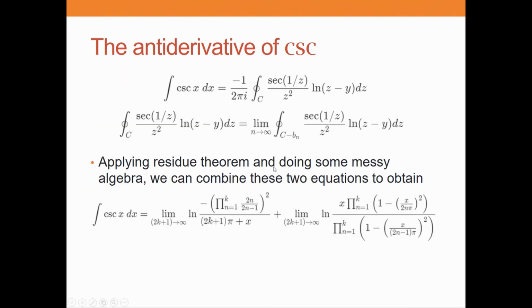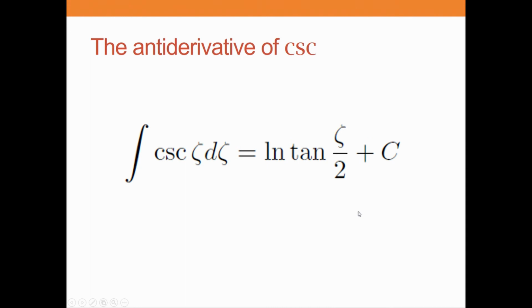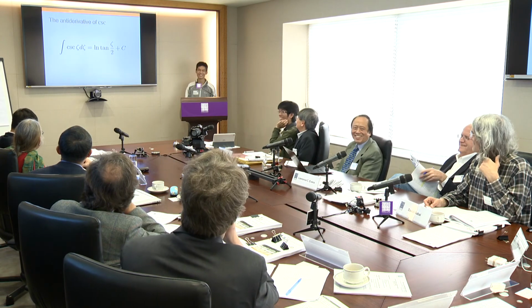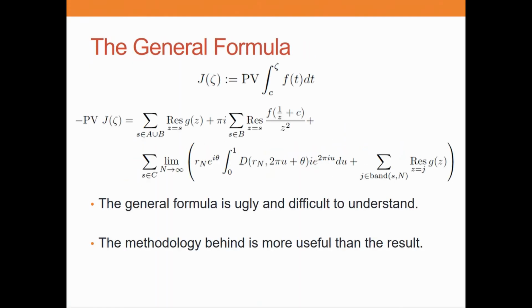And after some very tedious calculation of residues, we obtain this expression. It is important to note that the first term will become independent of x as k tends to infinity. And for the second term, you can recognize this as the quotient of sine and cosine in their product forms. So we can finally obtain something that we've seen often in textbooks, which is this one. We can also even provide a general formula, which is this one, but it is ugly and difficult to understand. So I think the methodology behind is more useful than the result itself.